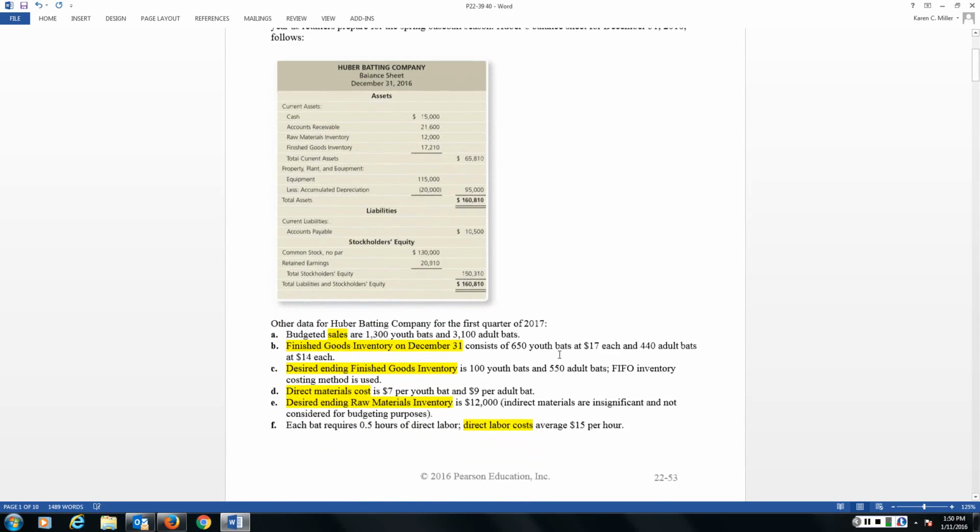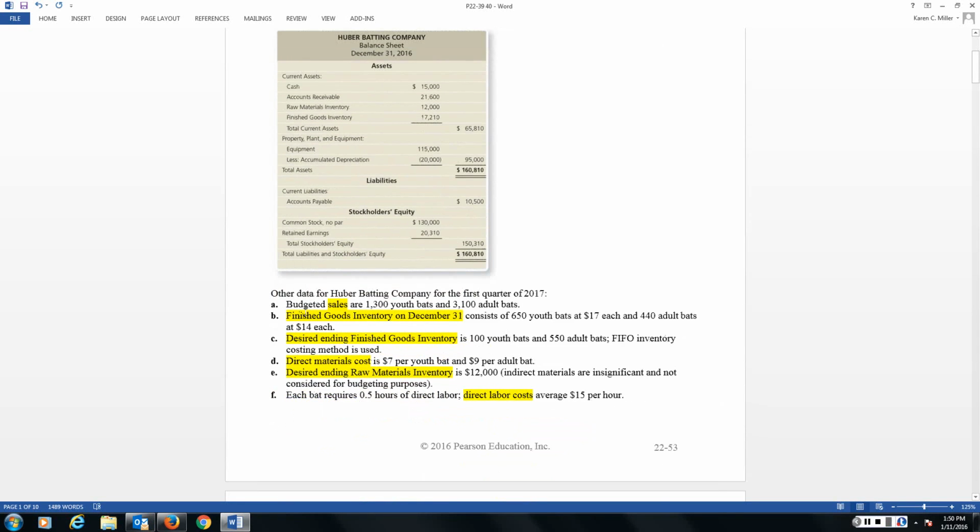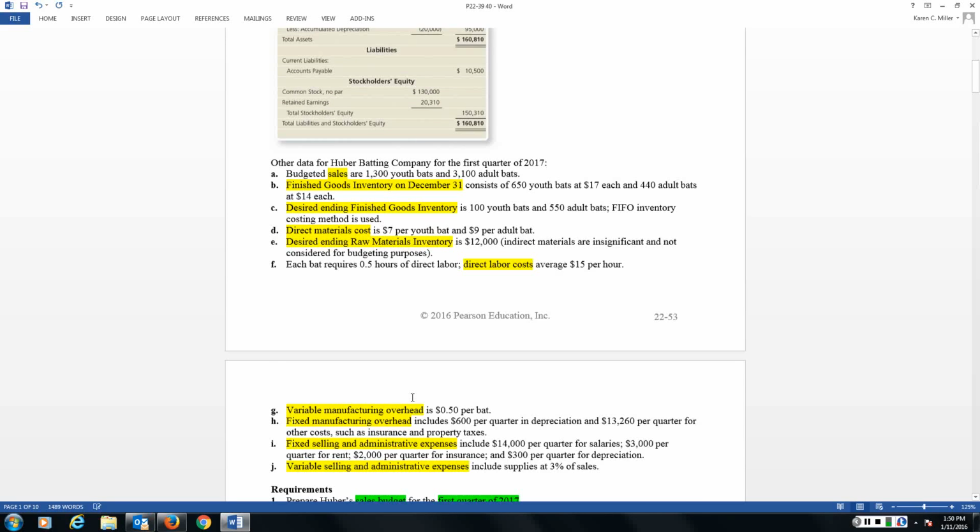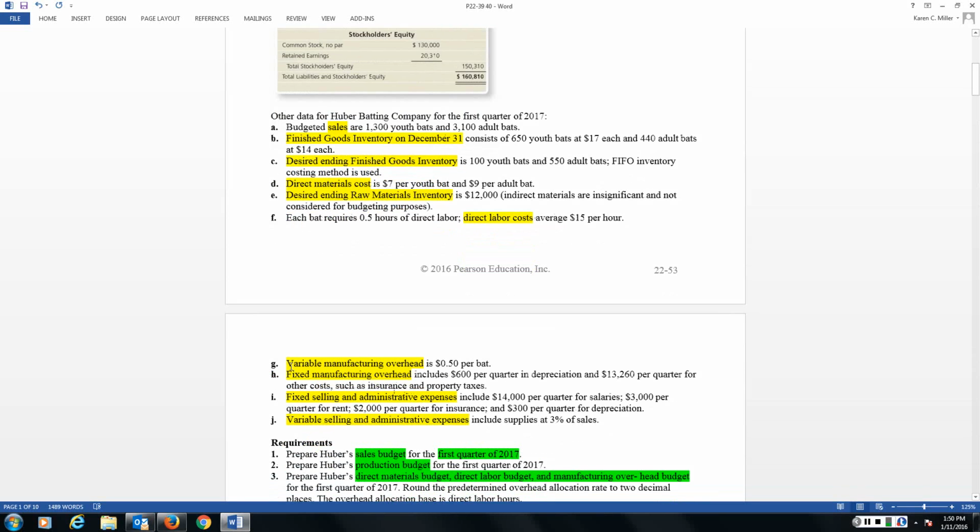The additional information that they've provided gives us the amount of budgeted sales for both types of bats, and the finished goods inventory that currently exists of youth bats and adult bats. They provided us with the desired ending finished goods inventory. This is for the end of the first quarter that we are about to budget for. We have direct materials cost, raw materials inventory cost, direct labor at half an hour per bat with $15 per hour wages. We have variable and fixed manufacturing overhead. We have variable and fixed selling and administrative expenses.